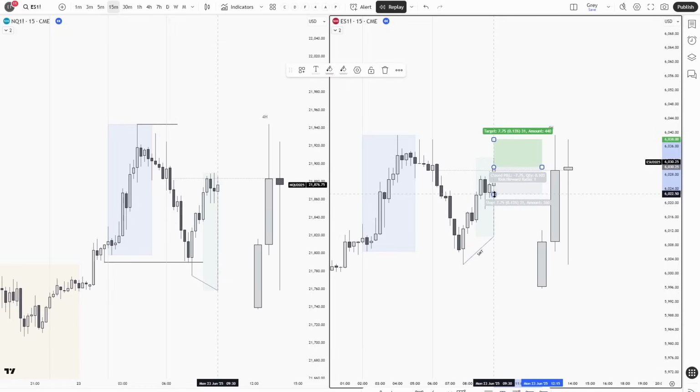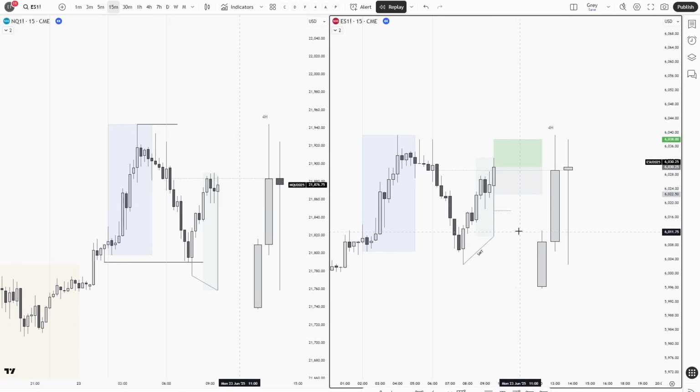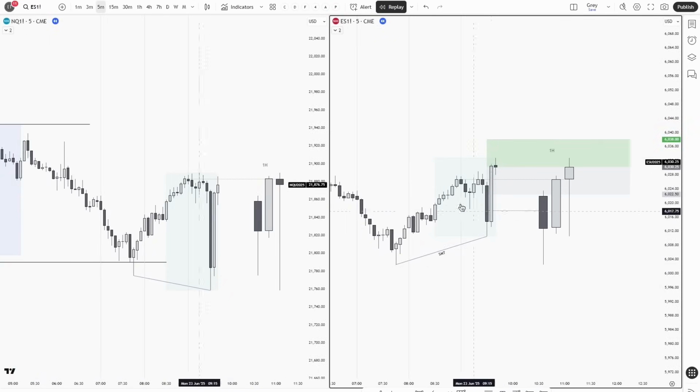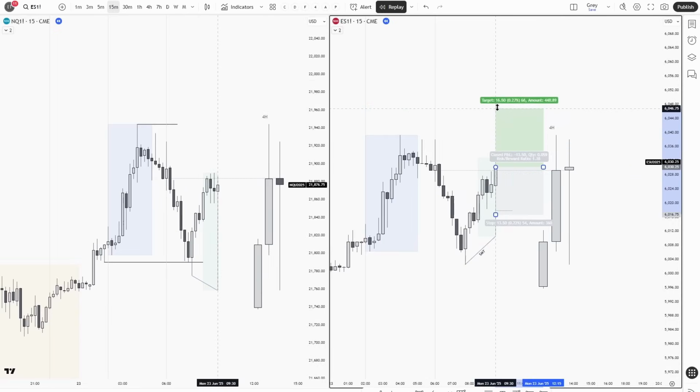Now I can enter within the next candle and put my stop loss below the 50% of the wick. I'm using the 50% of the wick because this wick is an order block on the 5-minute time frame. If I drop down to the 5-minute, this is an order block, a whole series of candles, and targeting strictly 2R.